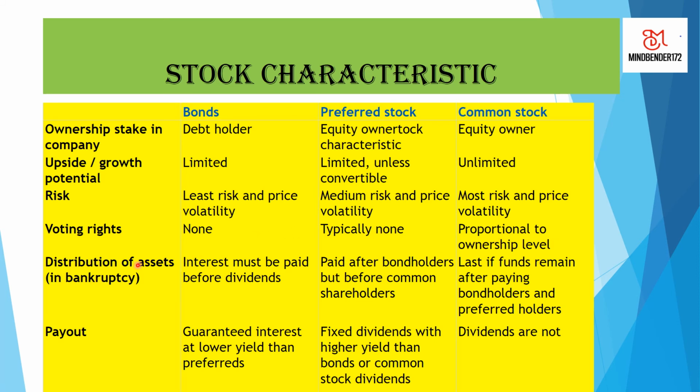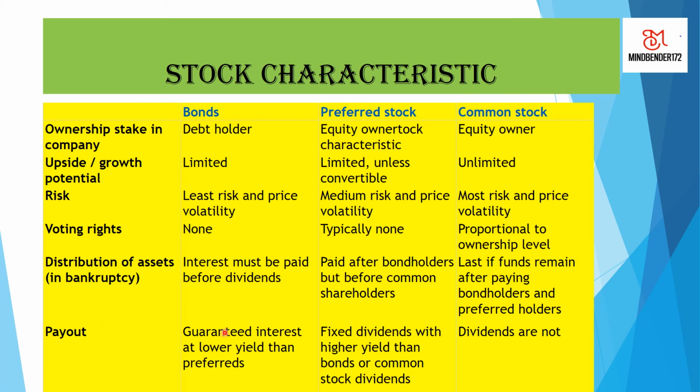Now the distribution of assets in case of bankruptcy. In case of bonds, interest must be paid before dividends. In case of preferred stock, paid after bondholders but before common stockholders. In case of common stock, the funds remaining are paid to the stockholders after clearing the bondholders and the preferred holders.